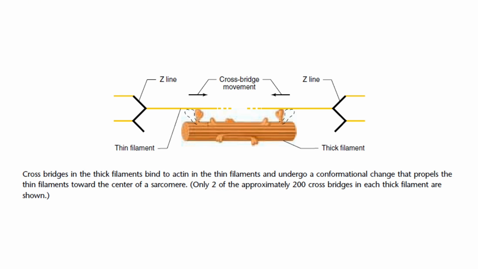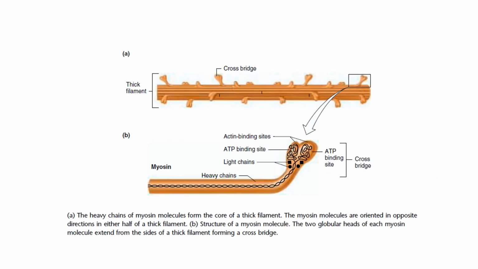So the synchronized action of these cross bridges generates the force required for muscle contraction. And this slide provides a closer look at the structure and function of the thick filament and its cross bridges. So panel A shows the thick filament composed of myosin molecules. The myosin molecules are oriented in opposite directions on either side of the filament, with their heads protruding outward to form the cross bridges.